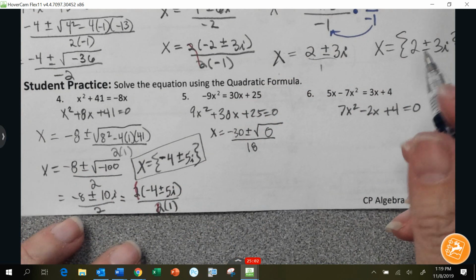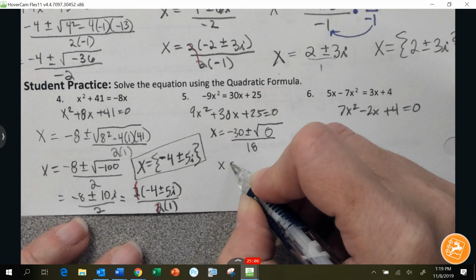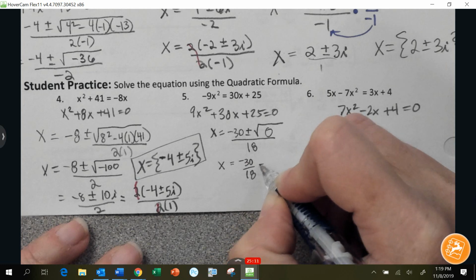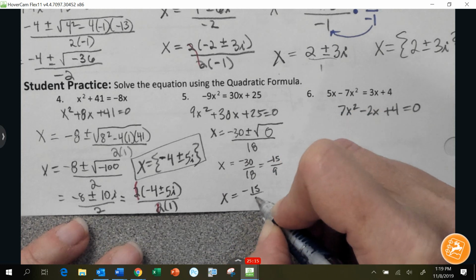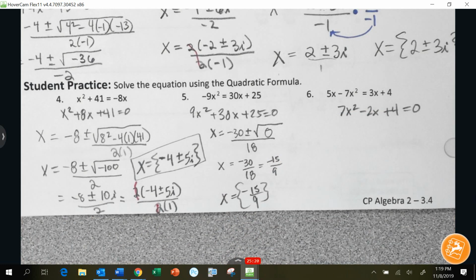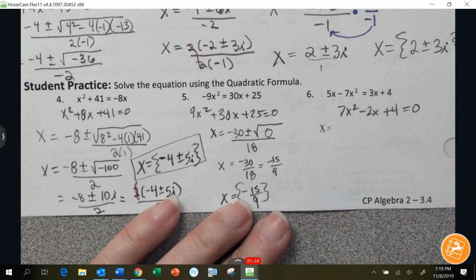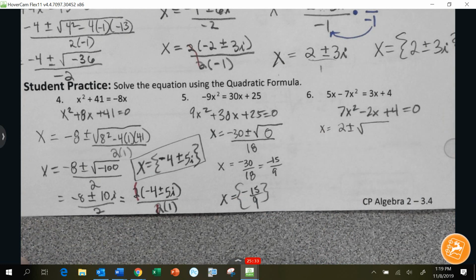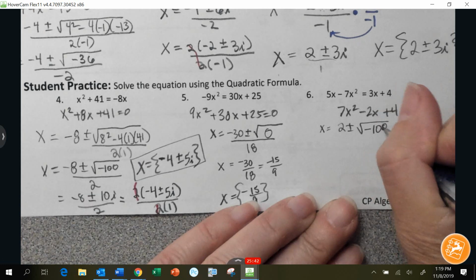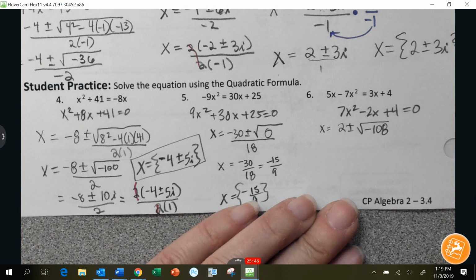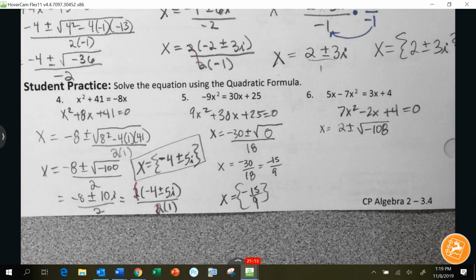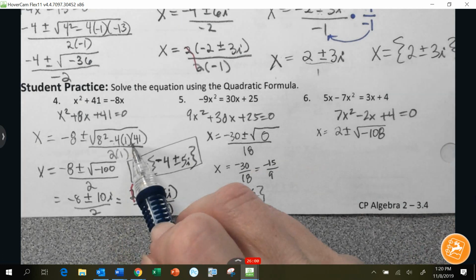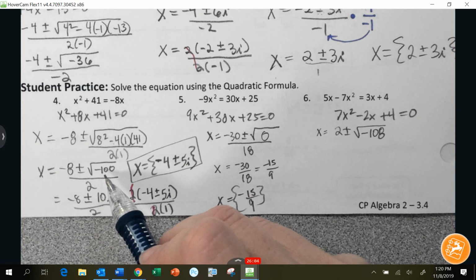4 times 41 is what? 164, yeah. But you have to do 64 minus 164, which is negative 100, because that's the formula.